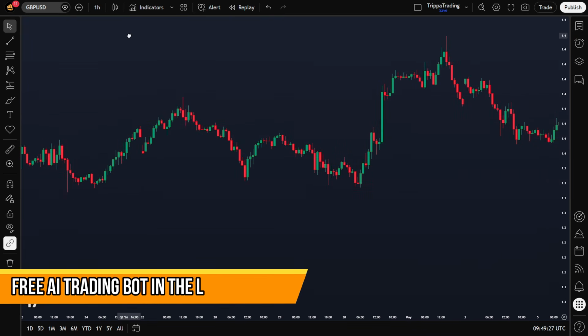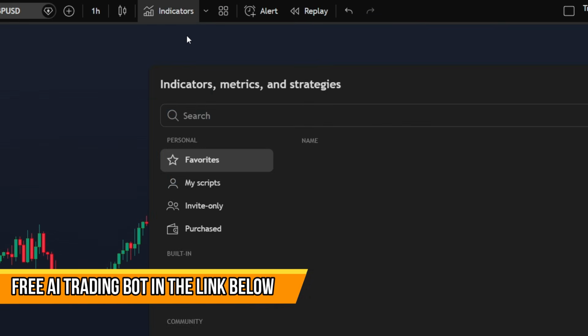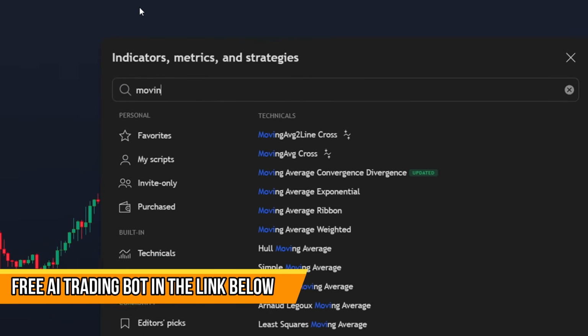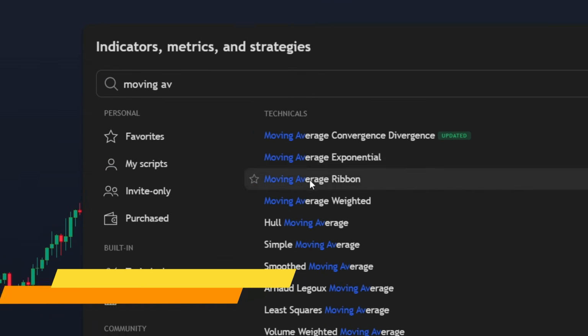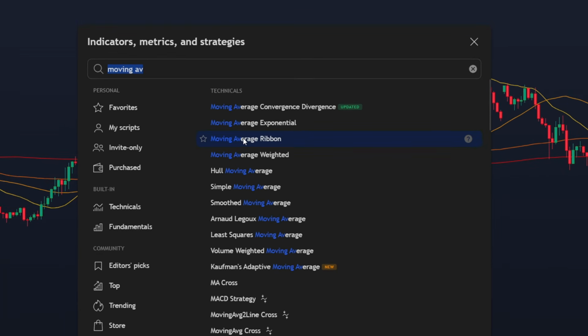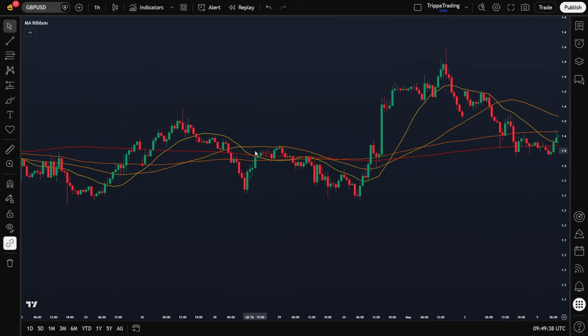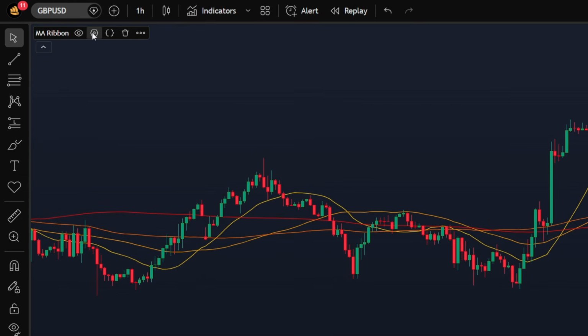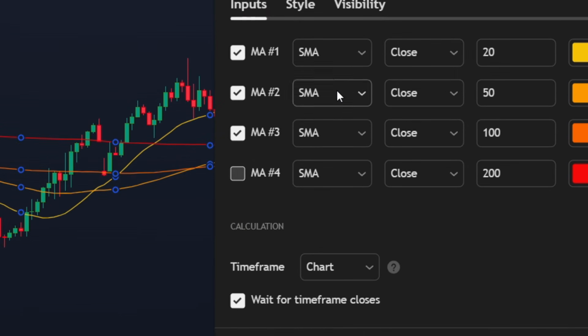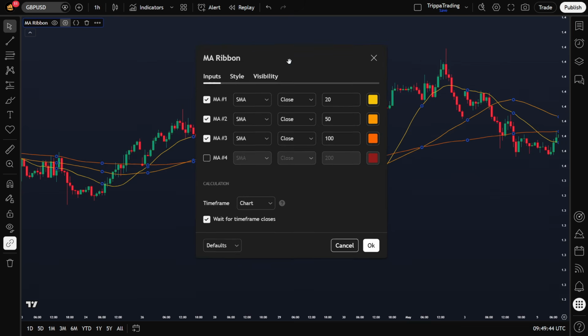Now let's set everything up properly, go to Indicators, and search for Moving Average Ribbon. This built-in TradingView tool is useful because it lets you add multiple moving averages even if you are on the free version. Open the settings, you can do that from here, and remove one of the moving averages because we only need 3 lines here.